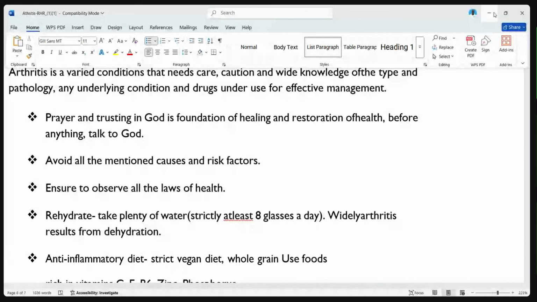Wacha niwaibie mtihani so that mkue keen. We have agreed that after this class, everyone will come up with their own treatment program for arthritis, and we'll collect it on Sunday. So just note most of these things, what you are saying, and then you'll come up with your own treatment plan. It's a daily program of what can be done by someone having arthritis.